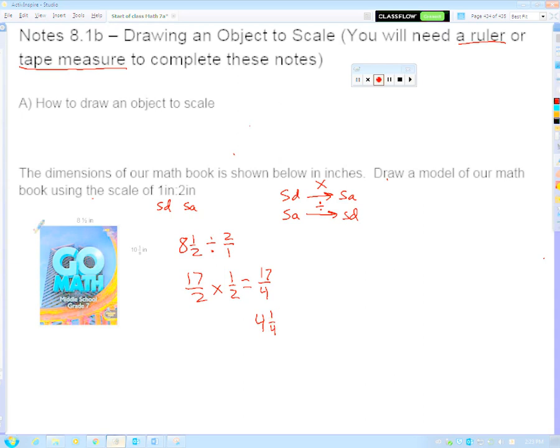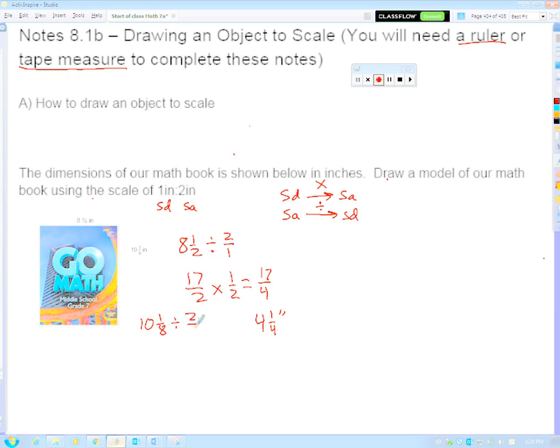This top side, the width of our math book, is going to be 4 1/4 inches. Okay? Now let's take a look at what the other side is going to be. This actual side is 10 1/8. We're going to divide 10 1/8 by 2 to find out what our scale drawing size is going to be. So we're going to take 10 1/8 divided by 2.